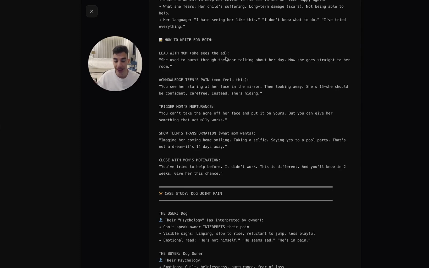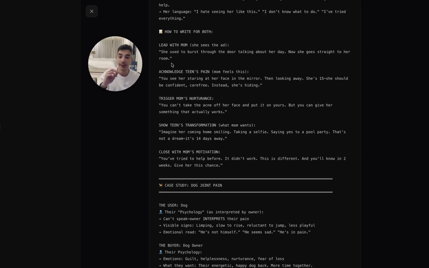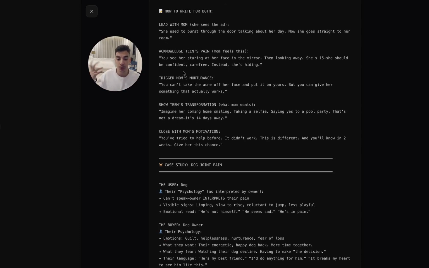Lead with mom, because she sees the ads. For example: she used to browse through the door, talking about her day. Now she goes straight to her room. This does the stage one of interruption, making the mom think, oh, this is about me, because you're not selling to the teen, you're selling to the mom. You need to get the attention of the mom. So how do you do that? You create a vivid image of the mom's day-to-day struggles that the mom recognizes, not the day-to-day struggles the daughter goes through. She used to browse through the door talking about her day. Now she goes straight to her room. That's something the mother will recognize.